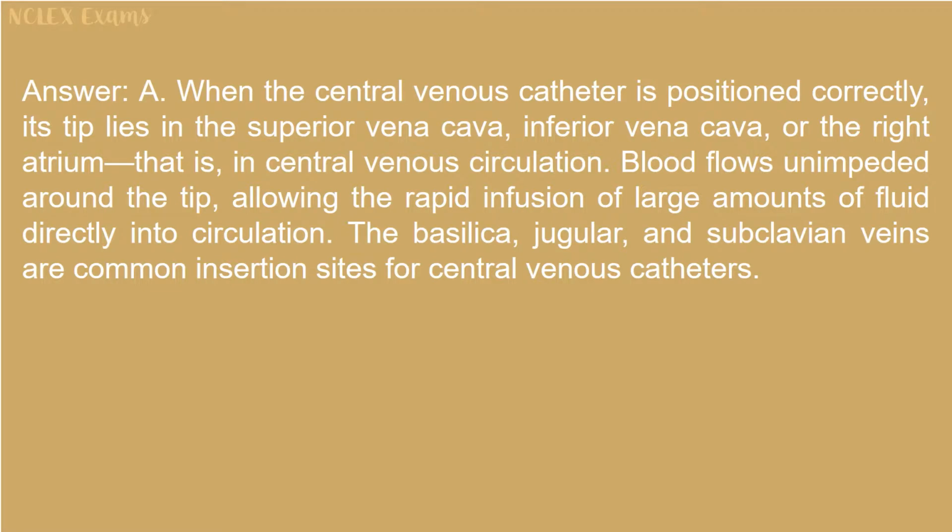Answer: A. When the central venous catheter is positioned correctly, its tip lies in the superior vena cava, inferior vena cava, or the right atrium, that is, in central venous circulation. Blood flows unimpeded around the tip, allowing the rapid infusion of large amounts of fluid directly into circulation. The basilica, jugular, and subclavian veins are common insertion sites for central venous catheters.